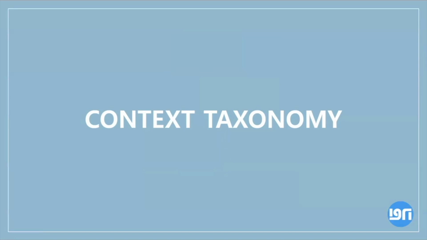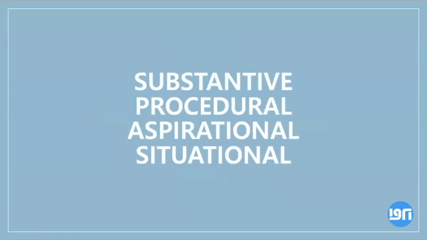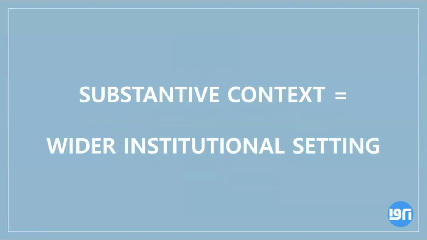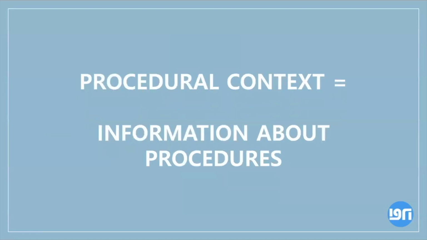In addition to the object, IG Extended also introduces a context taxonomy to further characterize how institutional statements are embedded within specific settings or environments. The context component can be sorted into 4 categories: substantive, procedural, aspirational, and situational. Substantive context gives information about the wider institutional setting, such as time and place. Procedural context offers information about any procedures that are involved. For instance, if there's an order in which certain tasks need to be done, or if there's a means by which something may or must be carried out.